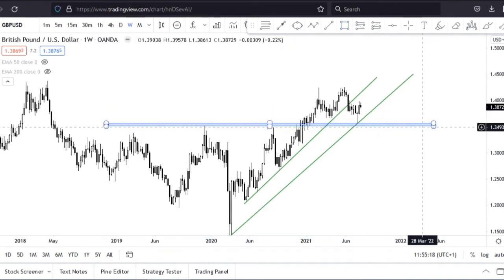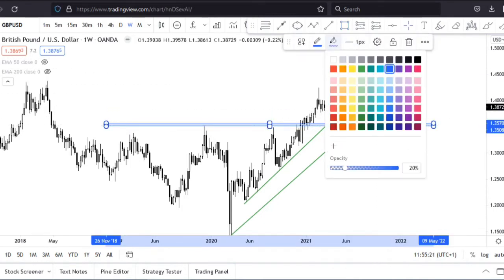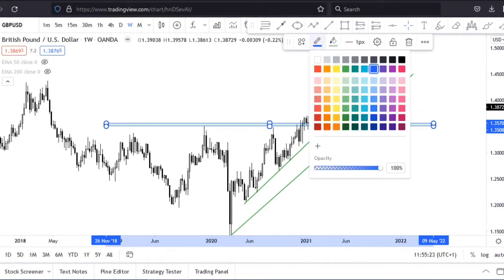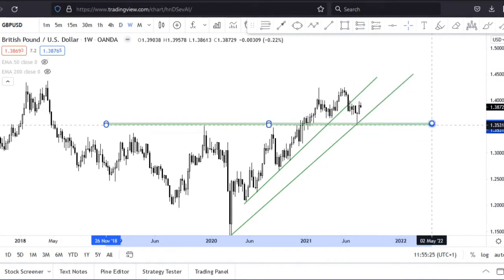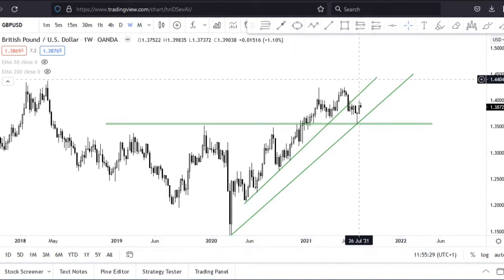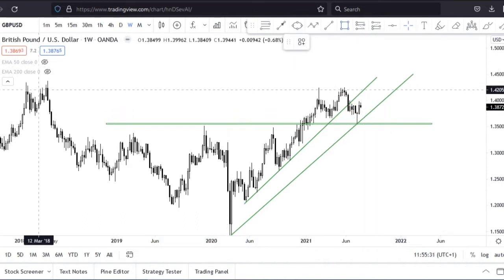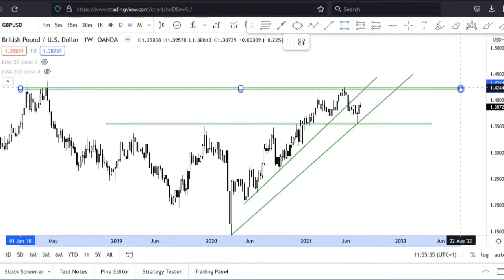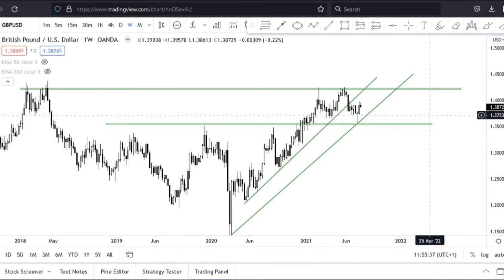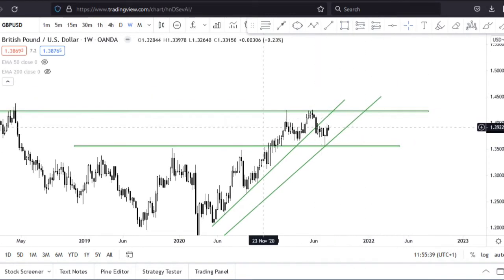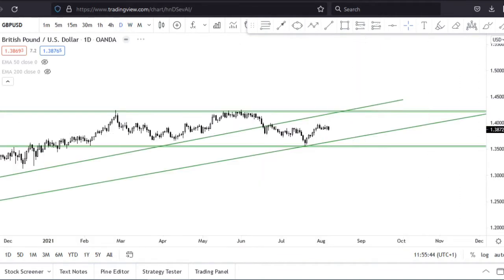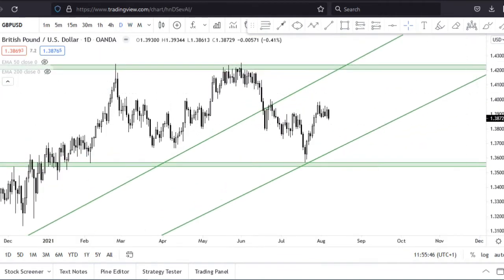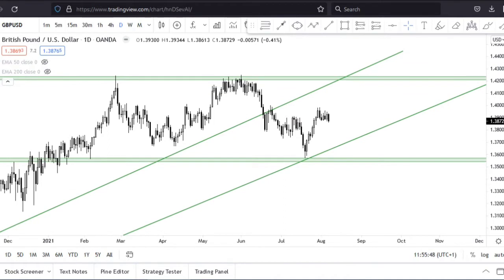What we're going to do is represent it with the green as we did earlier, and it's a key area. Another key area is this resistance level over here. These are very key areas, like huge key areas for us. If we take this to the daily time frame, we can identify more daily supports and resistance areas as well.